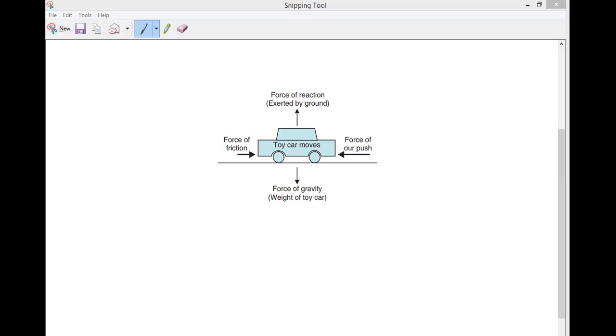Are you clear, everyone? So we can change the stationary object to motion and the moving body to rest with the help of which forces? With the help of unbalanced forces only. So the example you can say is what? A toy car, moving a toy car on the ground.